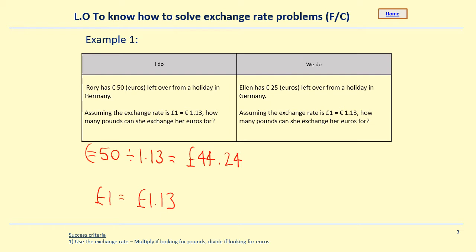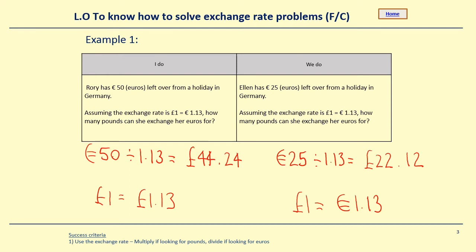Okay, so hopefully you've had a go at the we do by now. And again, we've got the same exchange rate, that £1 equals €1.13. So 25 euros, we want to work out how many pounds that is. So 25 divided by 1.13. And I'm just going to type that in my calculator. And that gives me £22 and 12 pence. Okay, let's move on to the next example. So here we were going from euros to pounds and we were dividing.